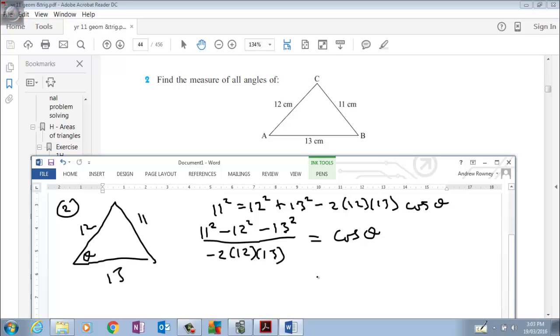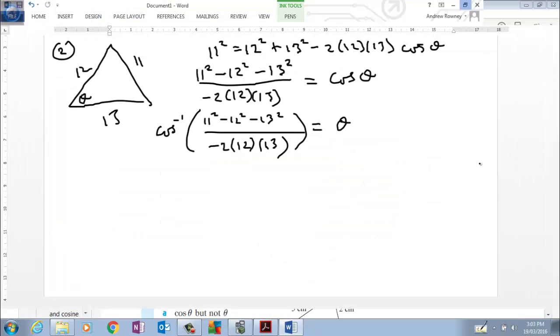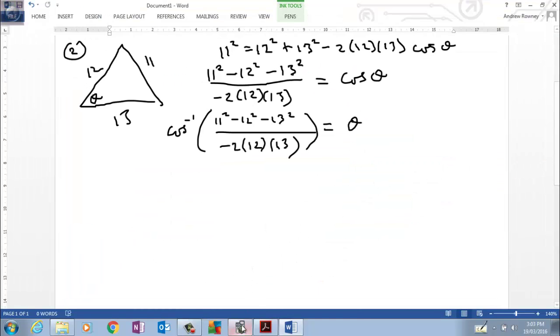Now you can put all of that in the calculator and then do shift cos. So if you want it all in one hit, it's actually like this. Theta is the inverse cos of this whole thing: 11 squared minus 12 squared minus 13 squared over minus 2, 12, 13. And that will give us our answer. So we'll put that into the calculator.